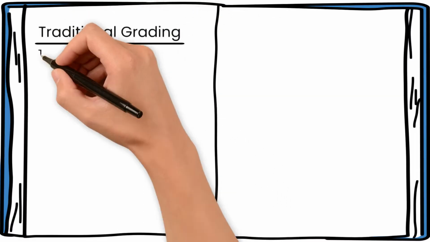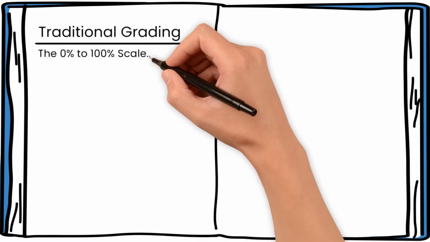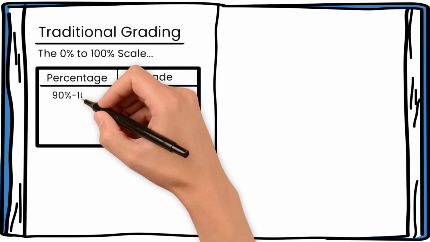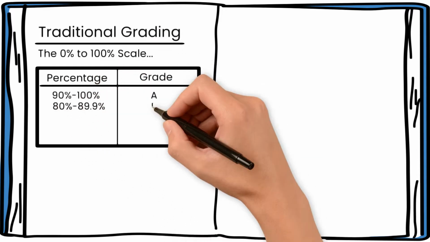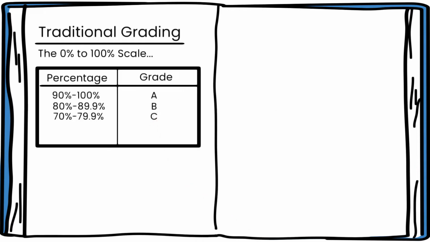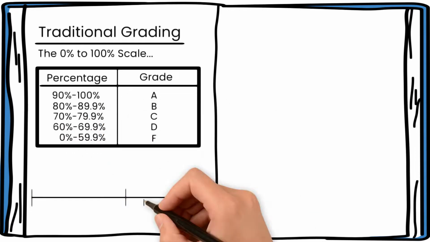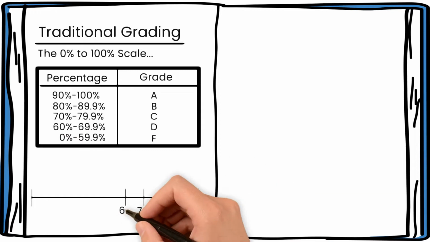In a traditional course with 0 to 100% grading, equal weight is not given to each letter grade. There is a 10% range for grades A, B, C, and D. However, there is a 60% range for getting an F. Notice, a large portion of this traditional grading scale is focused on failing.